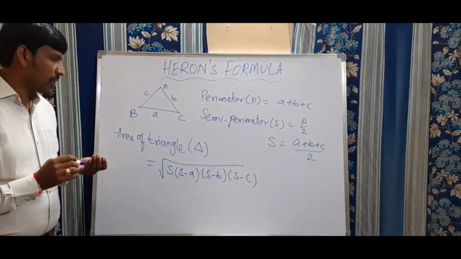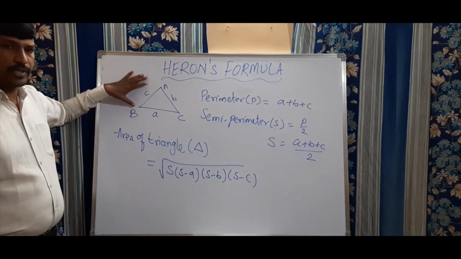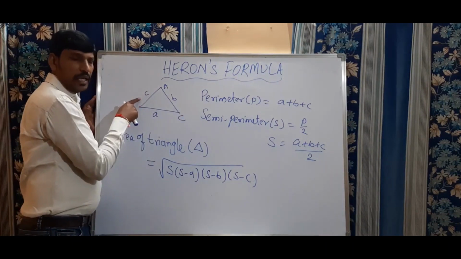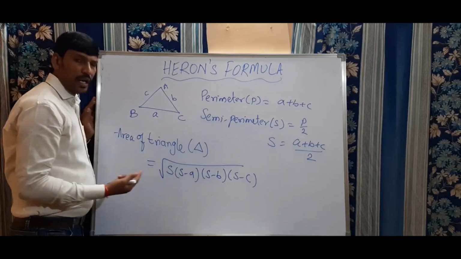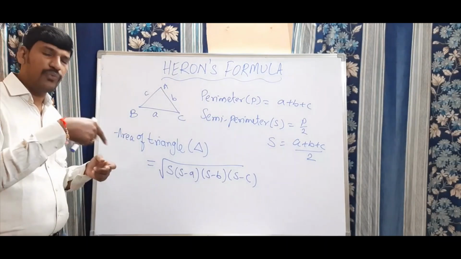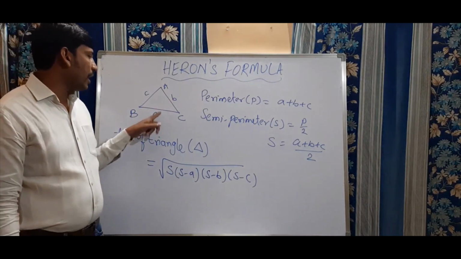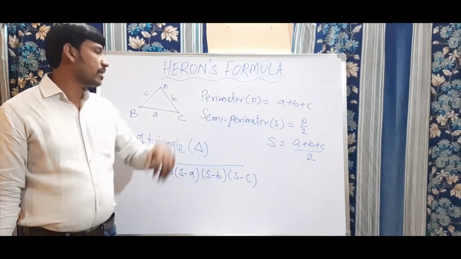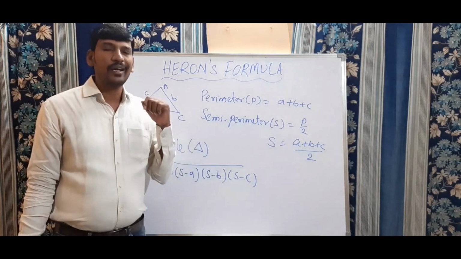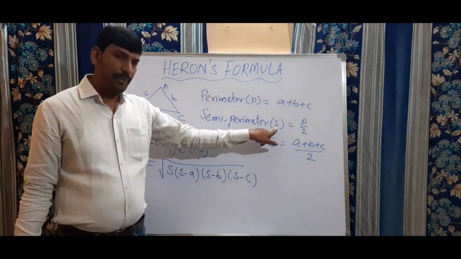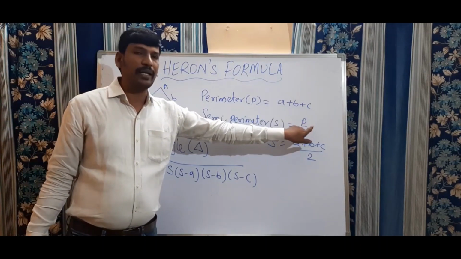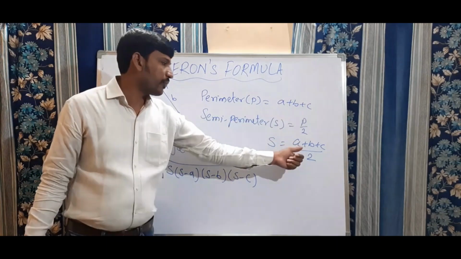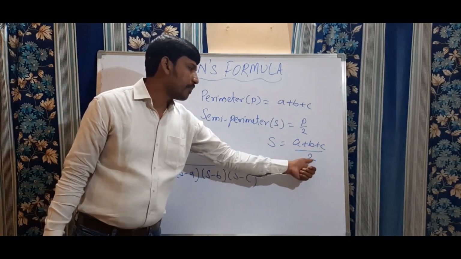Clear, my dears? See this once again. There is a triangle ABC whose sides are given as small a, small b, small c. Then how to find the perimeter? The perimeter of a triangle is the sum of all the sides, a, b, c. Then find the semi-perimeter, which is half of the perimeter of a triangle, denoted by capital S. S is equal to perimeter by 2, which is a plus b plus c by 2.